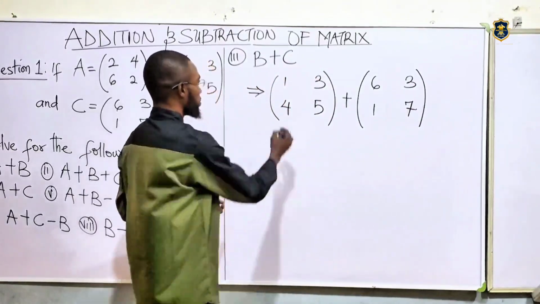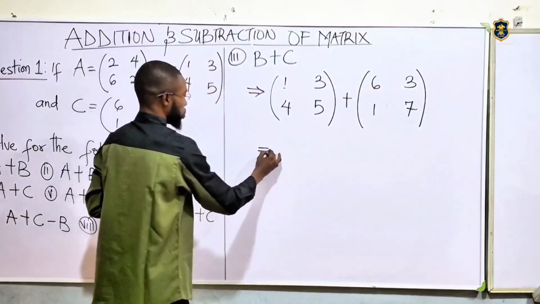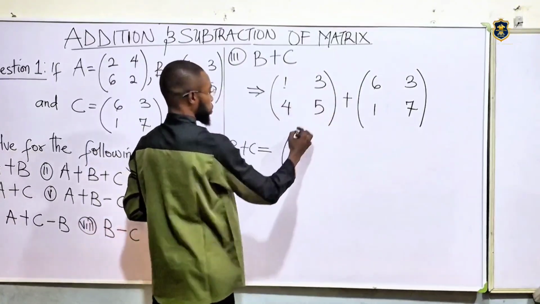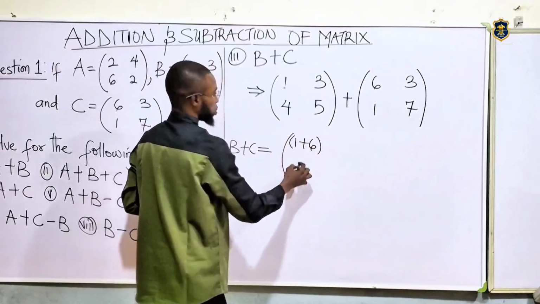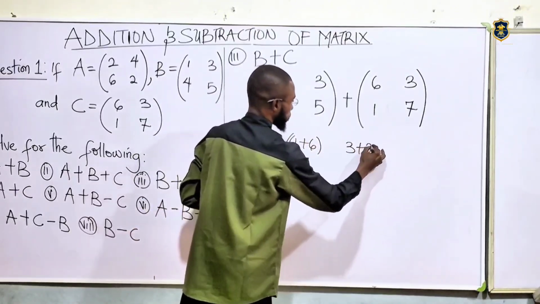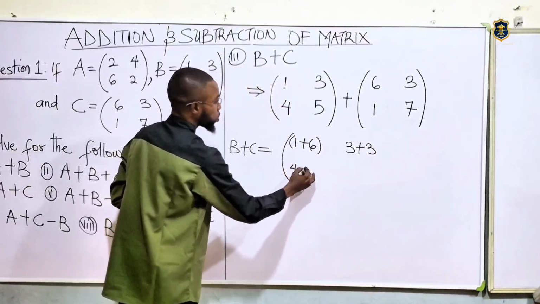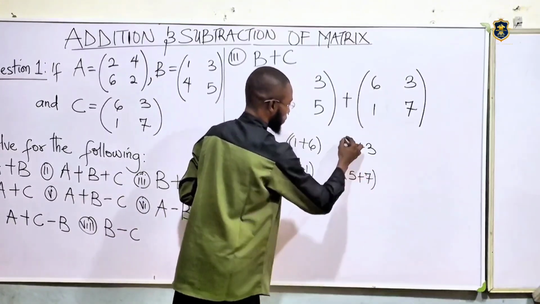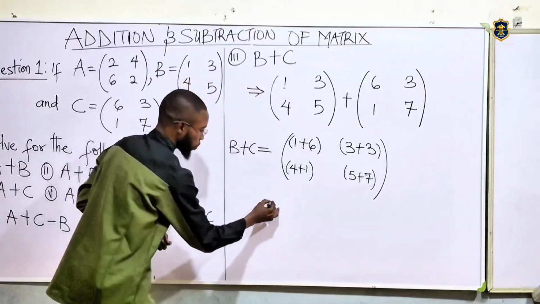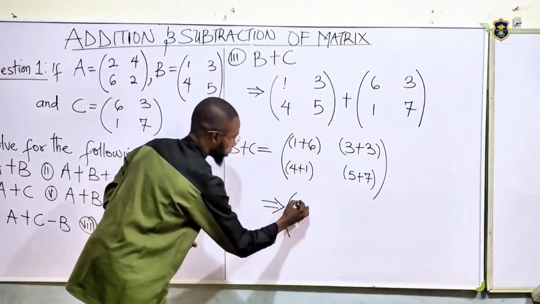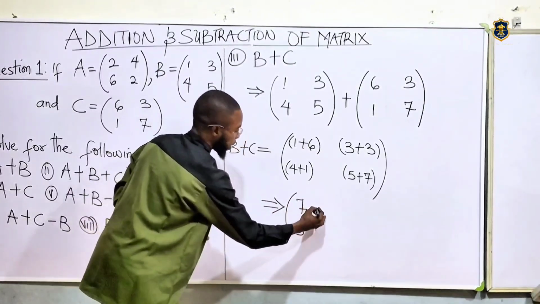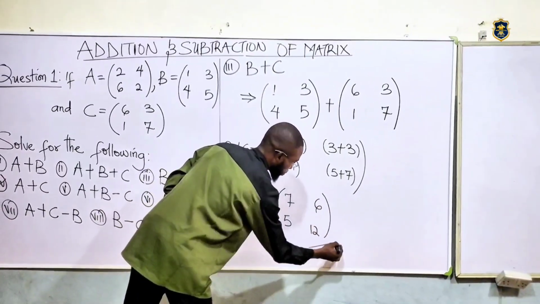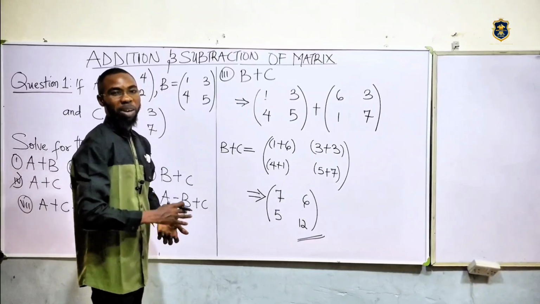So what do we do? We add this to this. So we can say our B plus C becomes what? 1 plus 6, right? And then 3 plus 3. Then 4 plus 1. Then 5 plus 7. So if you do that, what are we going to have? It's going to be 7, 6, 5, 12. That's the basic arrangement of how addition works.